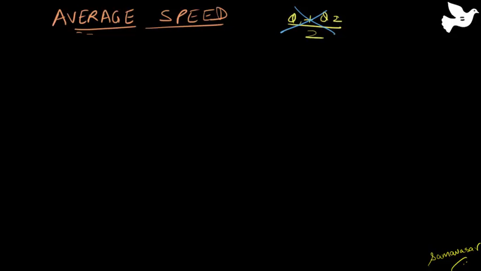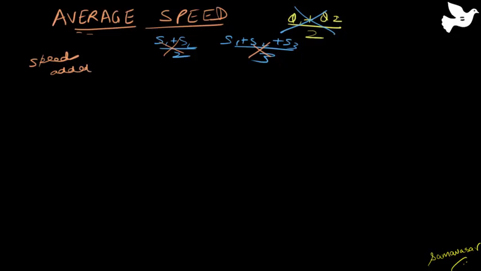So please never do something like (speed 1 plus speed 2) by 2, or (speed 1 plus speed 2 plus speed 3) by 3. Please never ever do this. Speeds cannot easily be added or subtracted. This is a rule that you need to always remember. So whenever you are doing any mathematical operation on speeds, you need to be very careful.